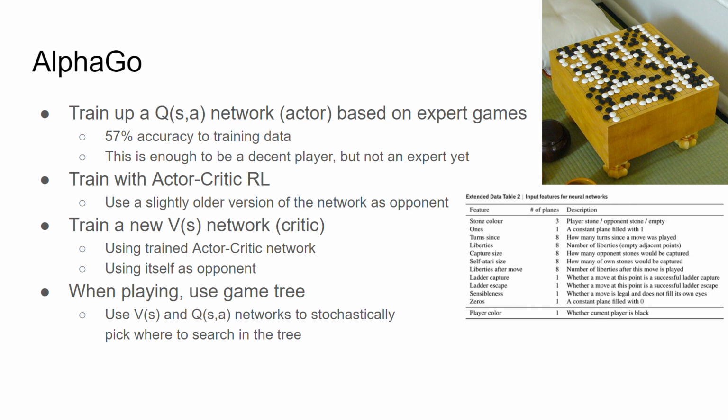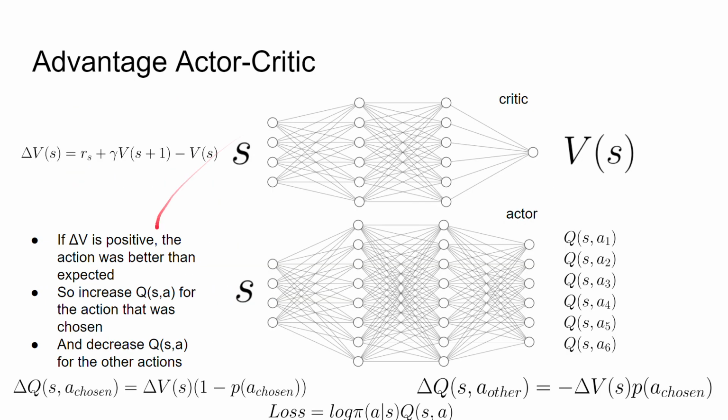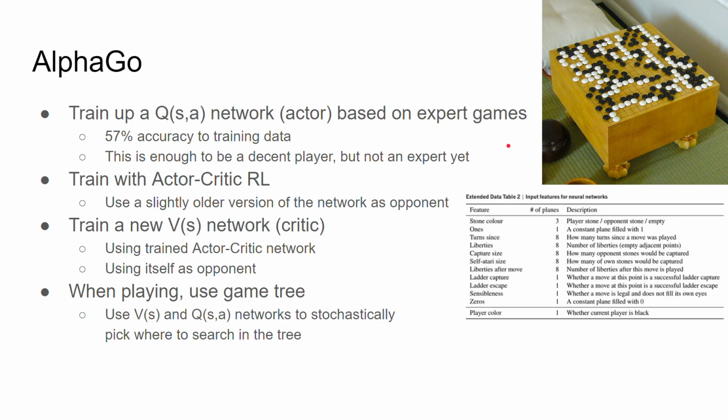First of all, you get a bunch of expert games, and you train up a Q network, an actor, based on these expert games. The output that is targeted is, what did an expert play in this situation? So I'm feeding in states, and the thing the expert actually did is it played this move, so this one should be 1, and all these should be 0. Go train that up.